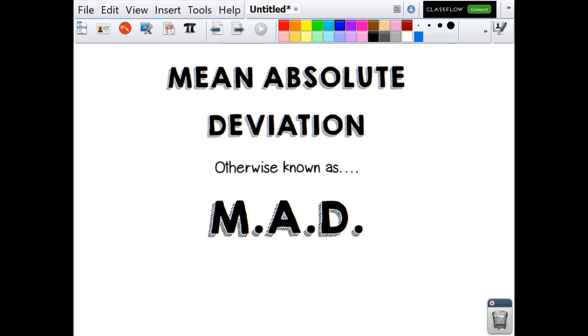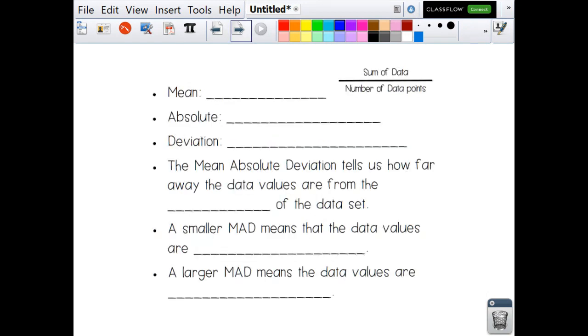So we're learning about mean absolute deviation, which is also known as MAD, because mean absolute deviation is a lot of syllables, and I'd rather just say MAD, right? So we're going to be learning about this today. We are going to start on our front page and talk about each different part of it and what it means, okay? So the mean is the average of data.